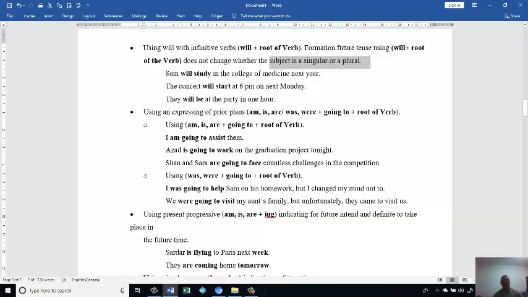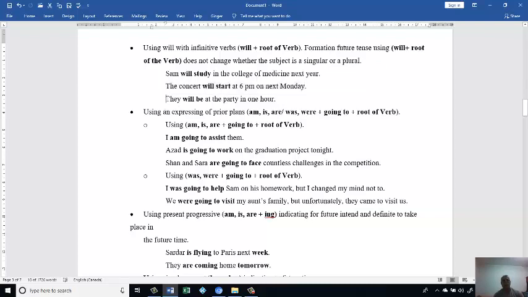For example, Sam will study in the College of Medicine next year. If we look here, we see the subject is singular, Sam. Then we use will for the future. Then we have the root of the verb here. Okay, let's go to the second one. The concert will start at 6 p.m. on next Monday.